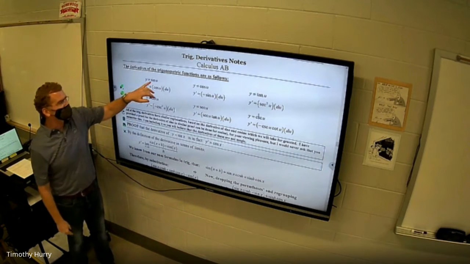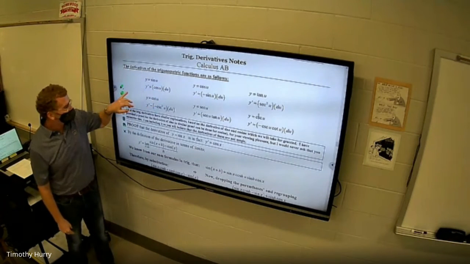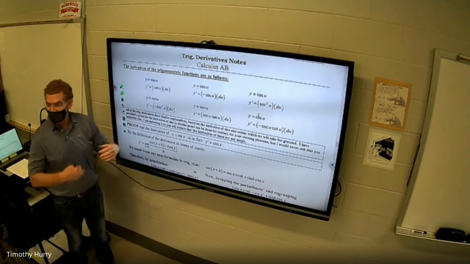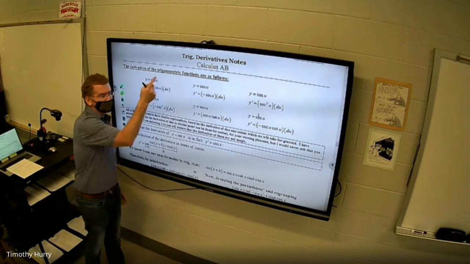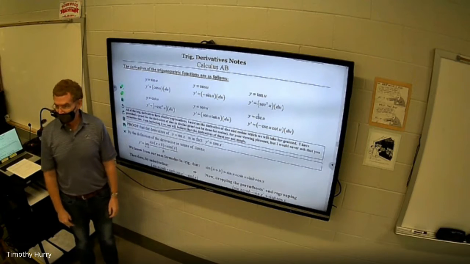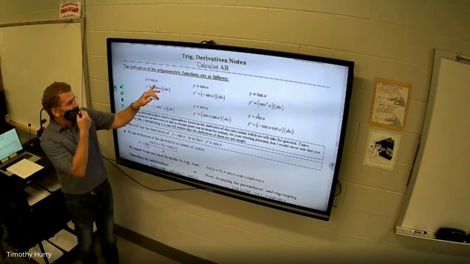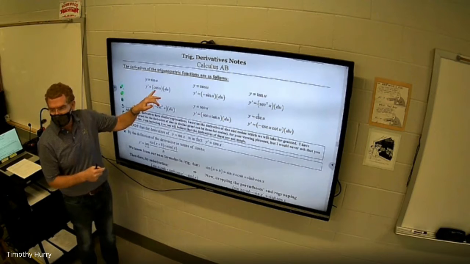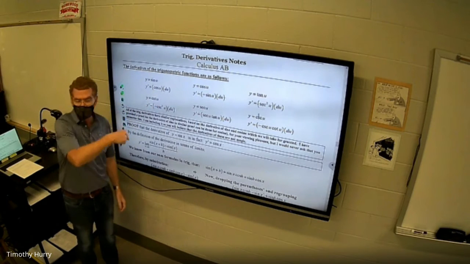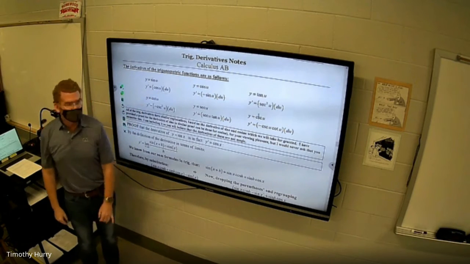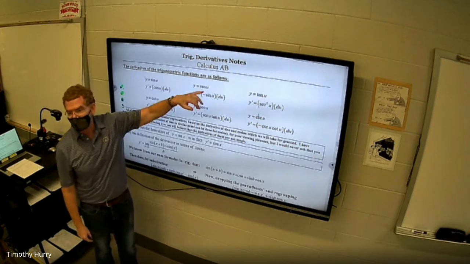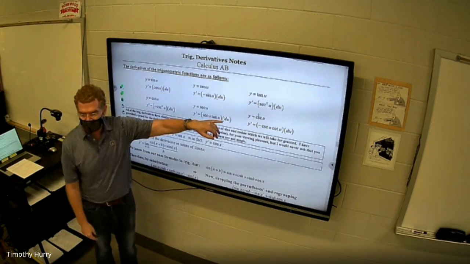Derivative of sine of anything is cosine of that thing, and then the chain rule comes in and says times the derivative of whatever you were sining. Are you following me? So if I said, what's the derivative of sine of x squared? It would be cosine of x squared times the derivative of the x squared part, so times 2x. All right, cosine of u, the derivative is negative sine of u.